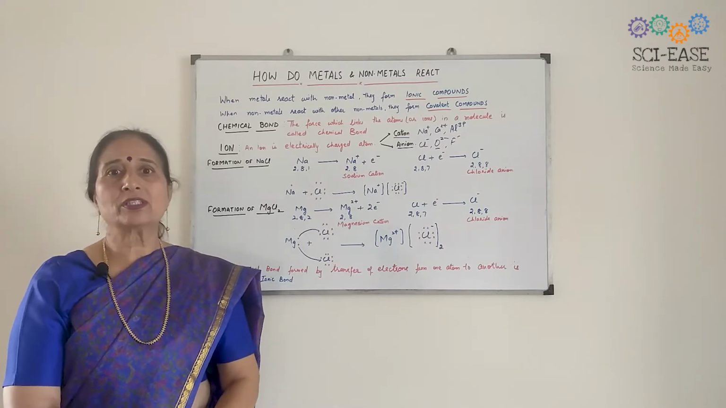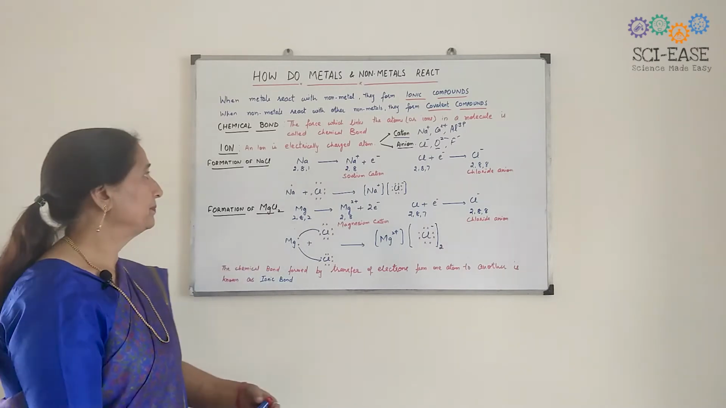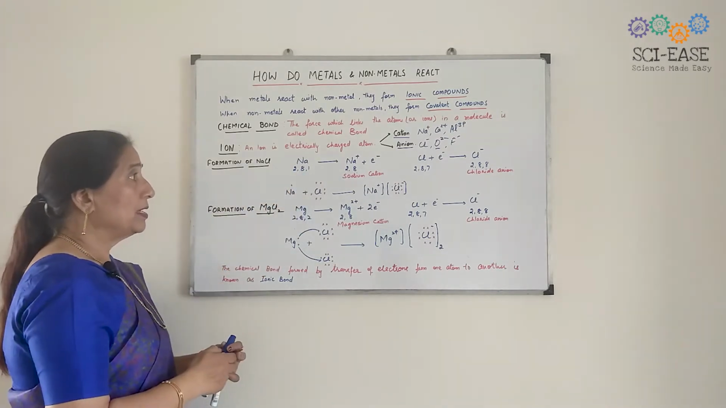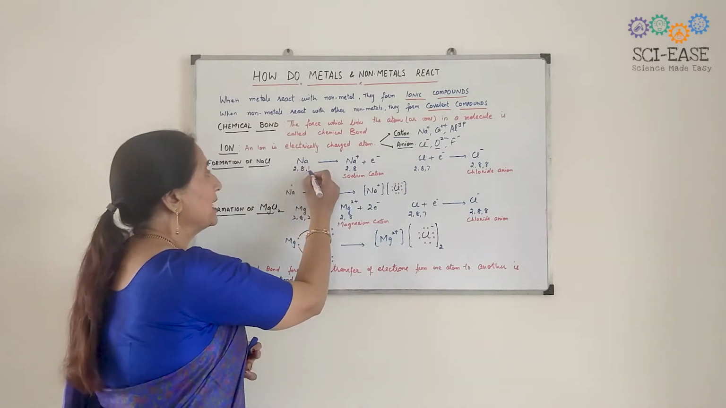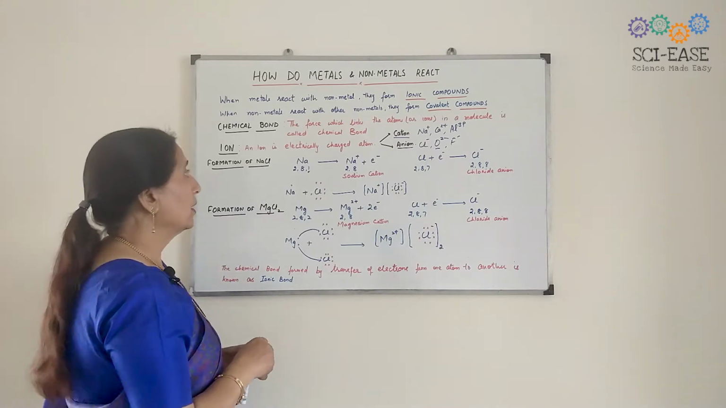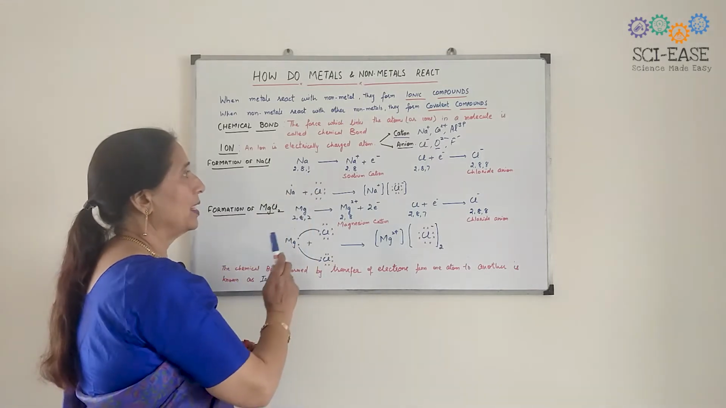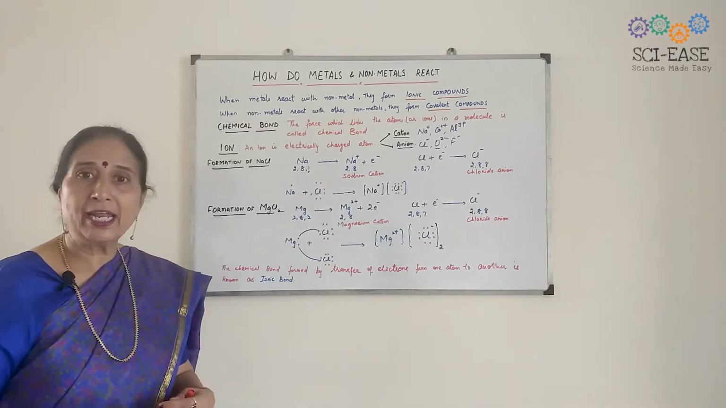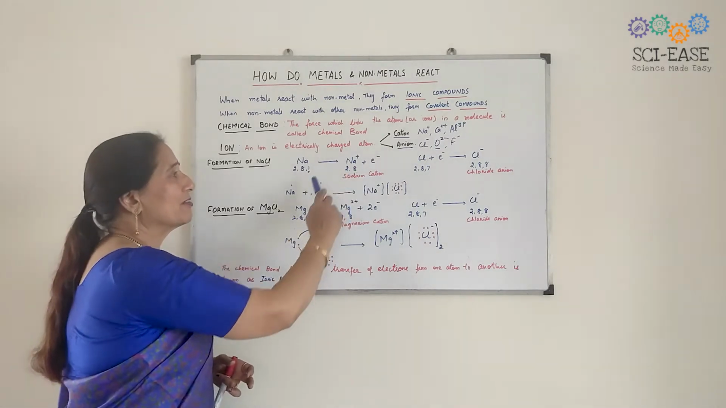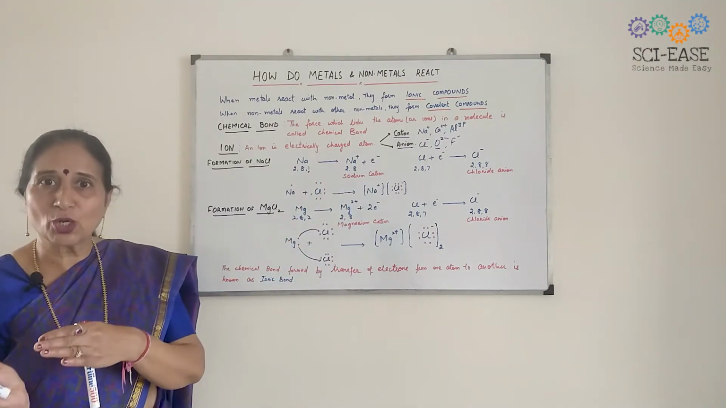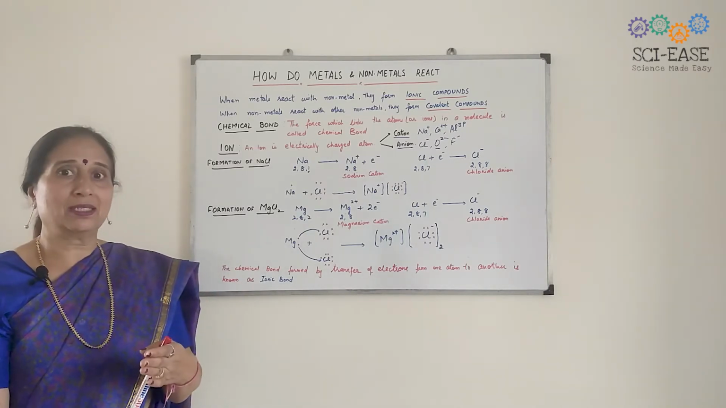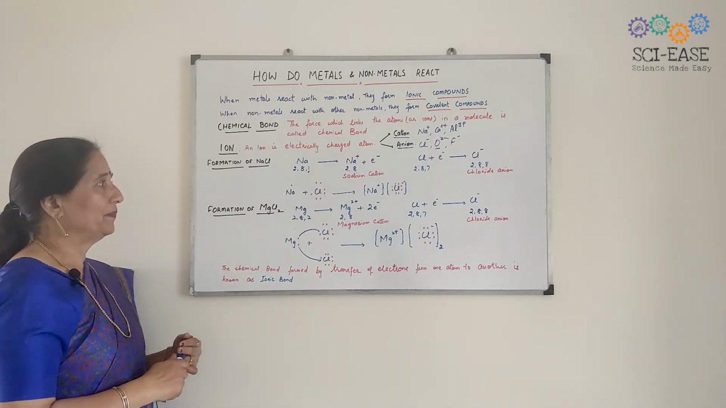How many electrons are there in sodium? 11. Okay. So its electronic configuration is 2, 8, 1. This one electron is loosely held. Sodium will lose this loosely held valence electron and result in the formation of Na+ plus 1 electron. And this Na+ is the sodium cation. Because it is losing the electron, it will result in the formation of a positive ion, and positive ions are known as cations.